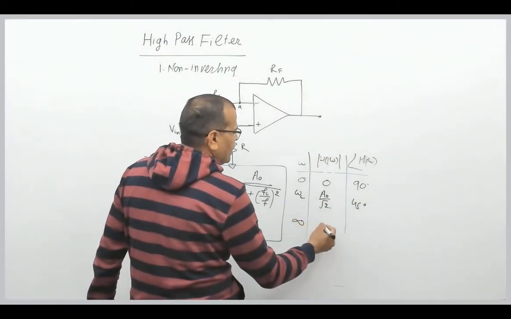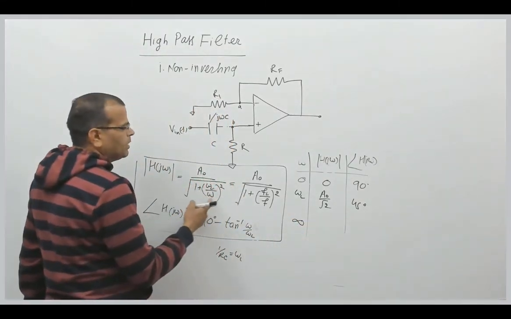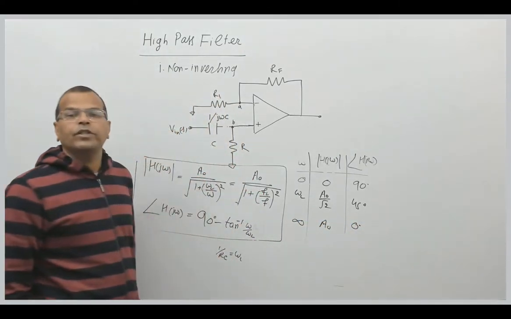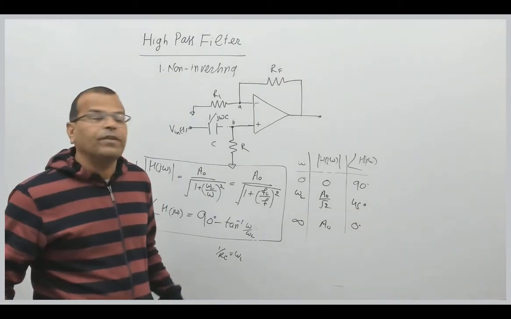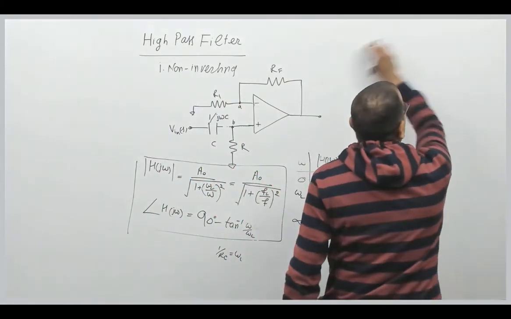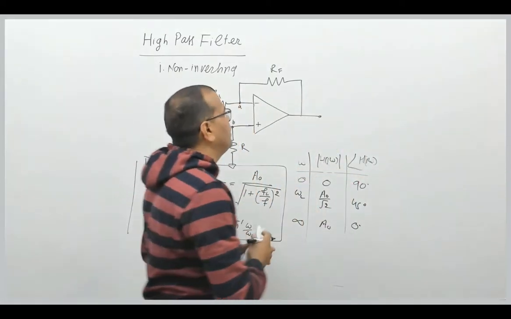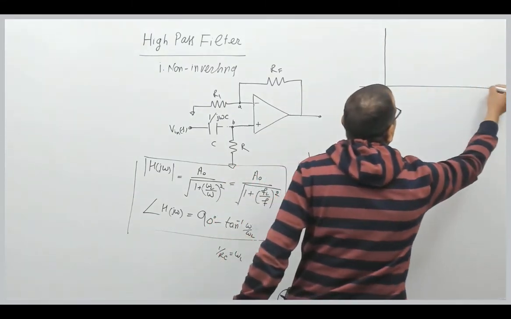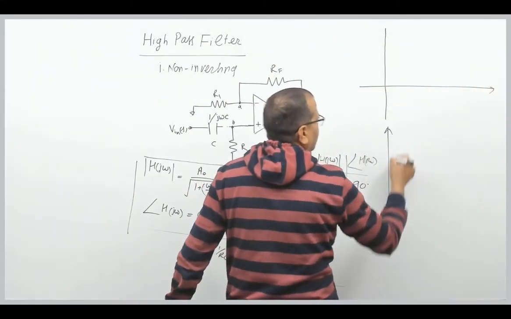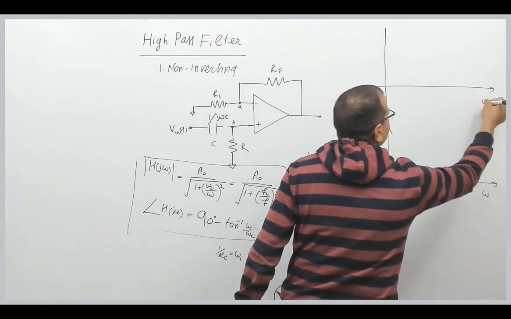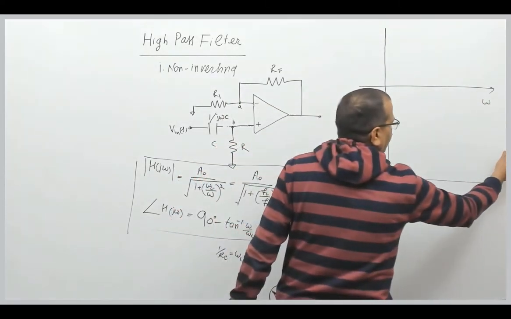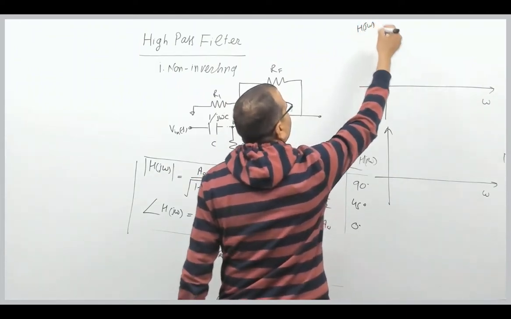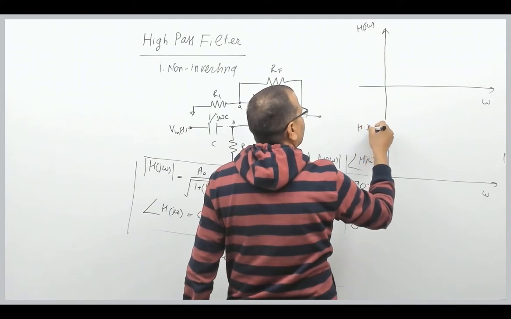At omega equal to infinity, this becomes 0. So this is A naught, and this is 0 degree. That is the variation of magnitude as well as phase angle as a function of frequency for this particular filter. So now I can see the variation of magnitude as well as phase angle as a function of frequency, right? This is the magnitude of this transfer function, this is the phase angle of this transfer function.